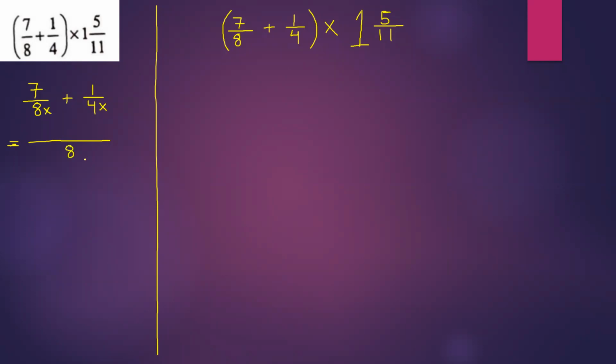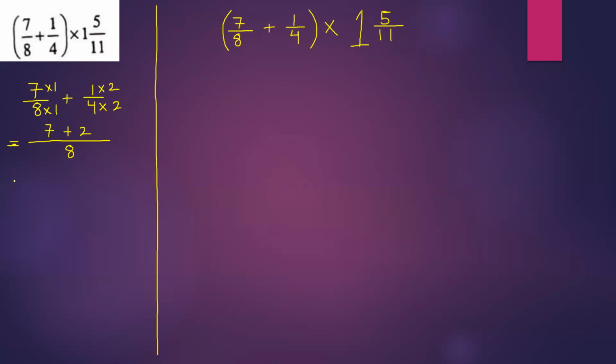What times 4 gives us 8? 2. Whatever we do to the bottom, we must do to the top. So 1 times 2 is 2. 8 times what number gives us 8? 1. And so 7 times 1 is definitely 7.